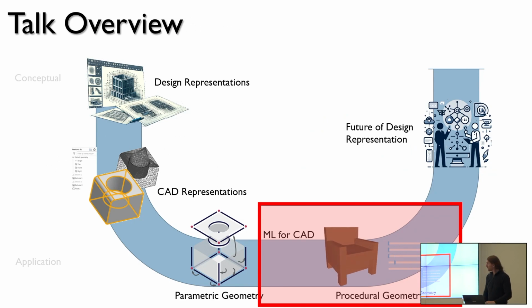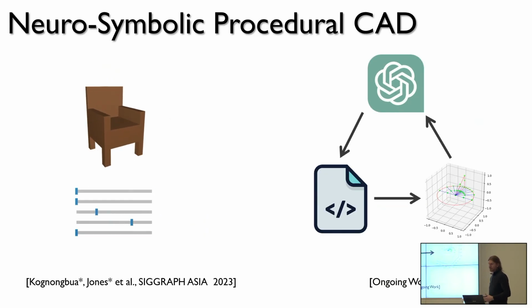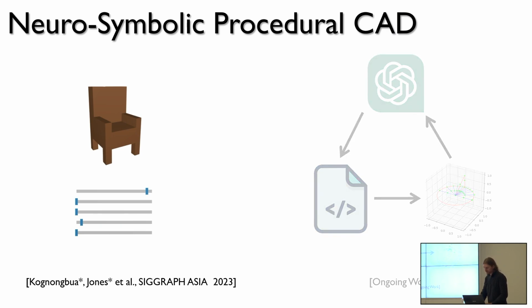All right, so that was parametric geometry, but there's a whole other side to CAD representations, which is the code side, the procedural geometry. So lately I've been focused on neurosymbolic approaches using these programmatic representations of CAD models. So I'll talk about recent work that learns to reparameterize CAD programs, and then I'll touch a bit on ongoing work in applying language models to CAD generation. So let's start with the reparameterization work.